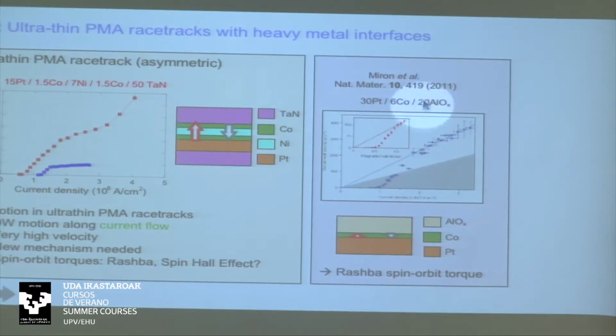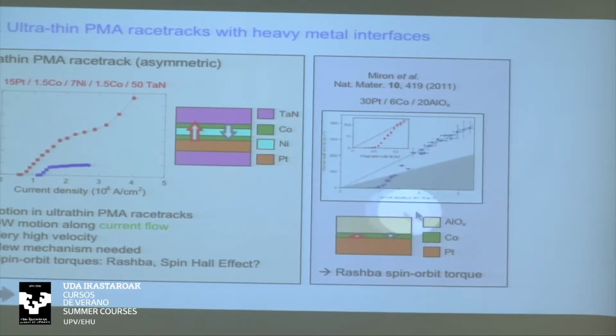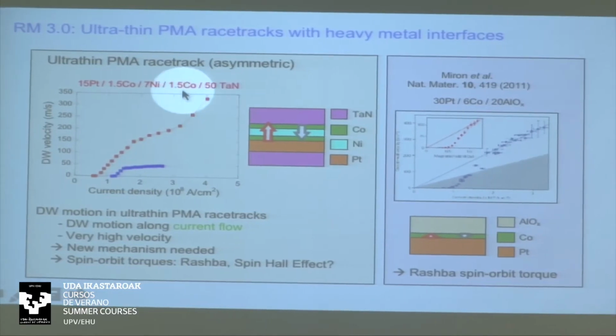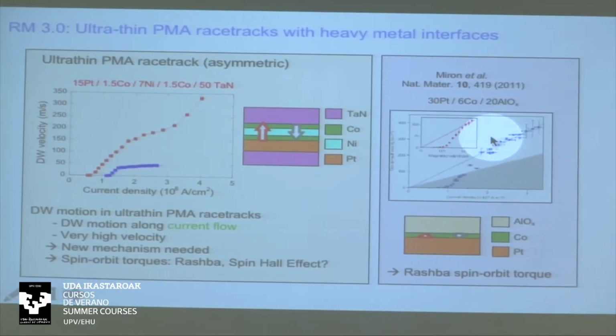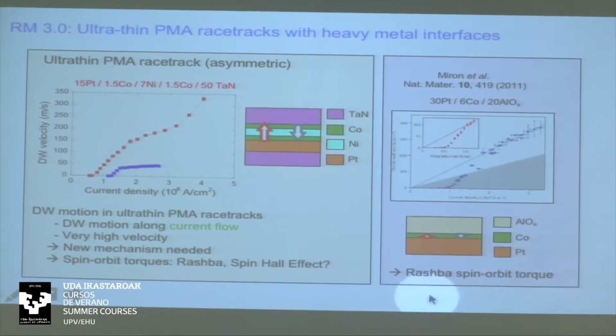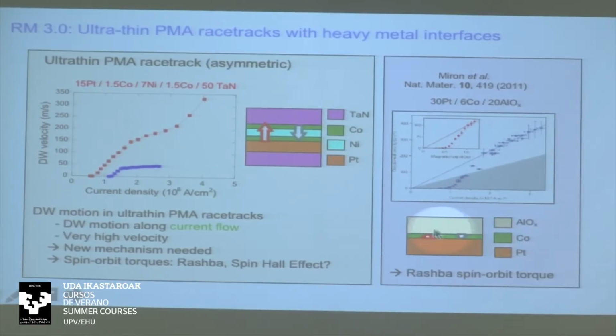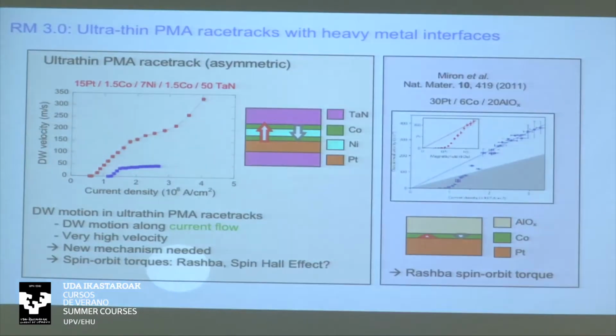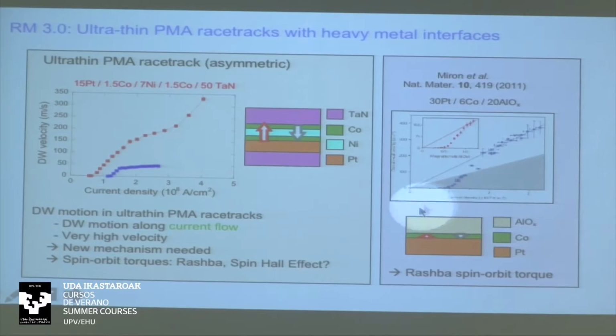This was first observed not in this system, but first observed by Miron and his collaborators in this very simple system, 6 angstroms of cobalt grown on platinum and above an aluminum oxide layer. And Miron proposed that the motion of these domain walls, which are, again, very similar to this red curve, moving at about 300 meters per second, derived from a Rashba effect at the interface between cobalt and the aluminum oxide. This leads to an effective magnetic field that can drive the domain walls. So we don't believe that is the correct mechanism, but it was certainly a very beautiful experiment that first demonstrated this very high speed in the direction of the current flow.